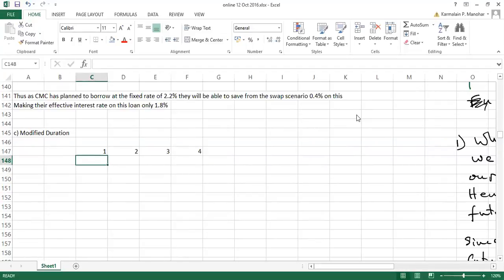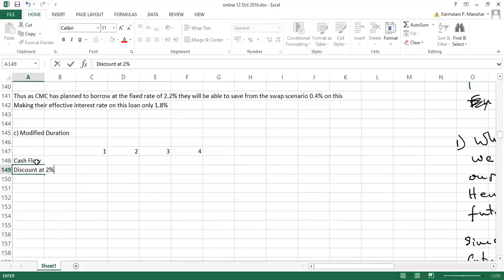And in each year, we'll need the equal amounts to be paid. So, cash flow. We'll need our cash flows. And then we can have our discount factor. We know we are discounting at the 2% from the question. And then that will give us present values.